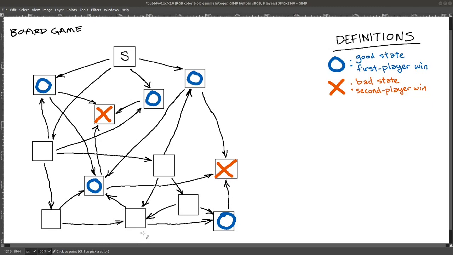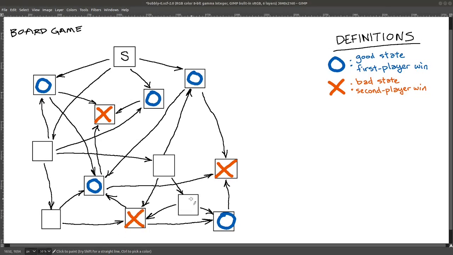All right, what about this square here? If the token is here on your turn, then you have two options. One is you can move the token here, but since this is a good state, that means you're putting your opponent in a good state, and your opponent will win. Or you can move it here, but this is also a good state. So if you move here, then your opponent will also win. So you don't have a choice that will let you win in this case. Neither of the two options will let you win. So this is a bad state.